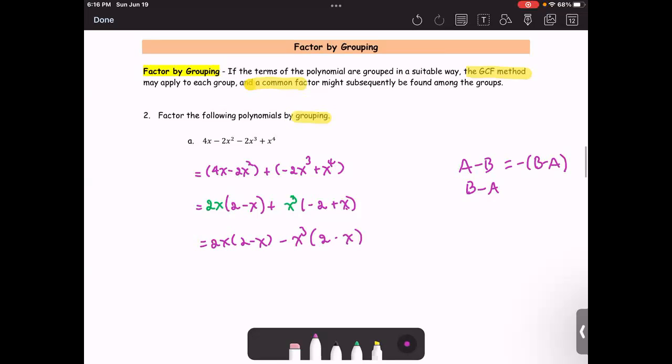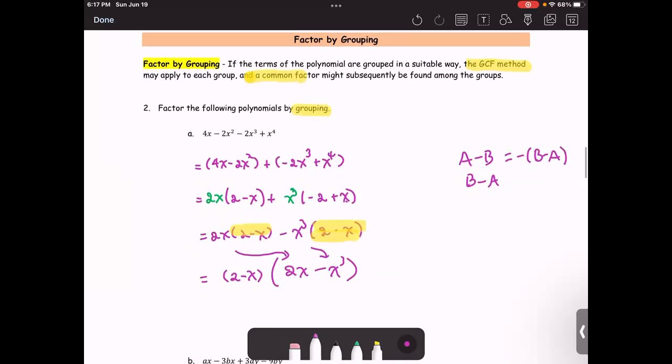In this case, we see the greatest common factor in the form of the quantity 2 minus x for both terms, so we can pull it out together. So 2 minus x is the greatest common factor. The remaining term for the first is 2x, and for the last it is negative x to the third. And this is the product of the two terms. As we started with a sum, now we have a product.